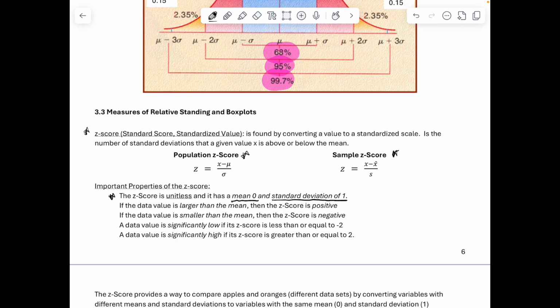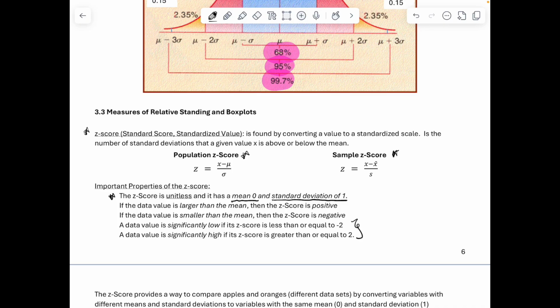Again, remember the mean is 0, so those values are positive. If the data value is smaller than the mean, then the z-score is negative, since it is on the left of 0. A data value is significantly low if the z-score is less than -2, and a data value is significantly high if the z-score is greater than or equal to +2.